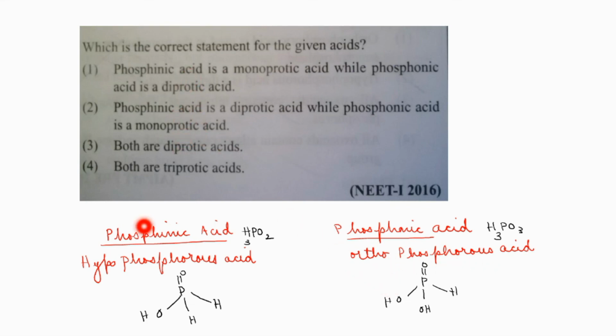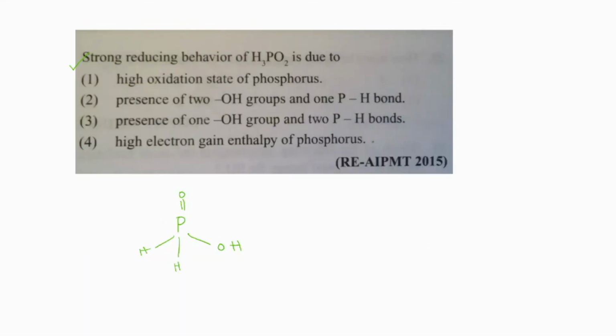Out of these 2 acids, which one is monoprotic and which one is diprotic, they are asking. Monoprotic means it will be producing 1 H plus ion in solution. Diprotic means it should be having 2 OH groups and it will be producing 2 H plus ions per molecule. So phosphonic acid is diprotic acid. Phosphinic acid is monoprotic. So which one is the correct answer? The first one. Okay, that is the correct one. It's so easy for us now. Now see one more question.